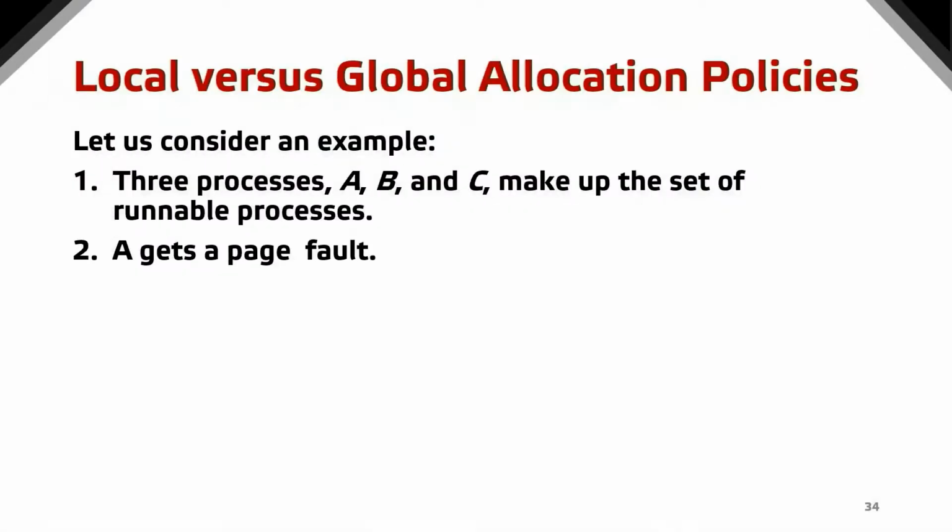A major issue associated with these paging algorithms is how memory should be allocated among the competing runnable processes. Suppose we have three processes A, B, and C, which make a set of runnable processes, and A gets a page fault. Should the page replacement algorithm try to find the least recently used page considering only the pages currently allocated to A, or should it consider all the pages in memory? Well, two options are possible, let's observe them one by one.